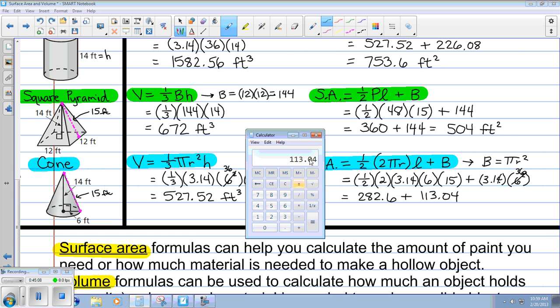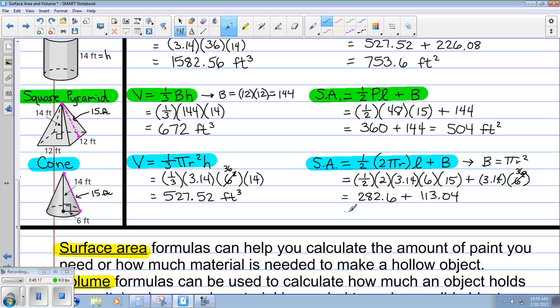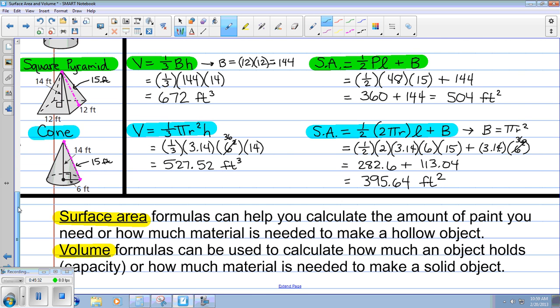And then I just add the two together. I've already got that one on there, so I'm just going to add 282.6 and 113.04, which gives 395.64. And it's surface area, so it is feet squared. And there you go.